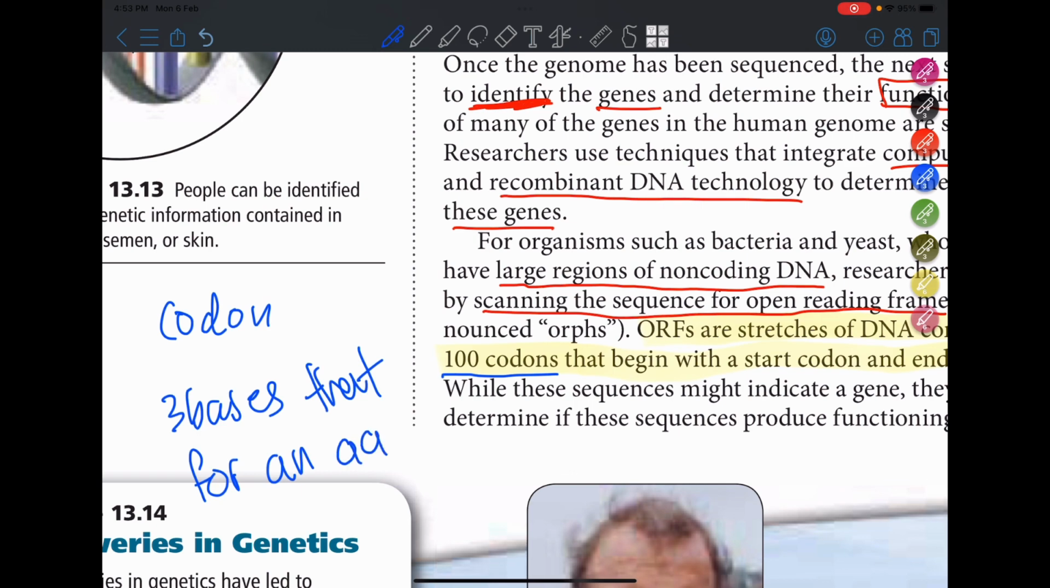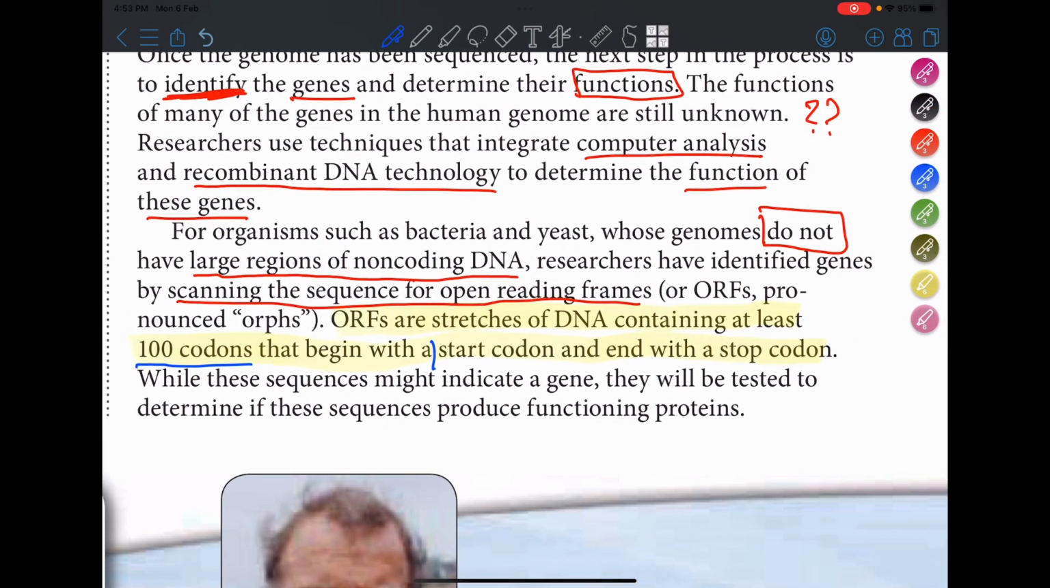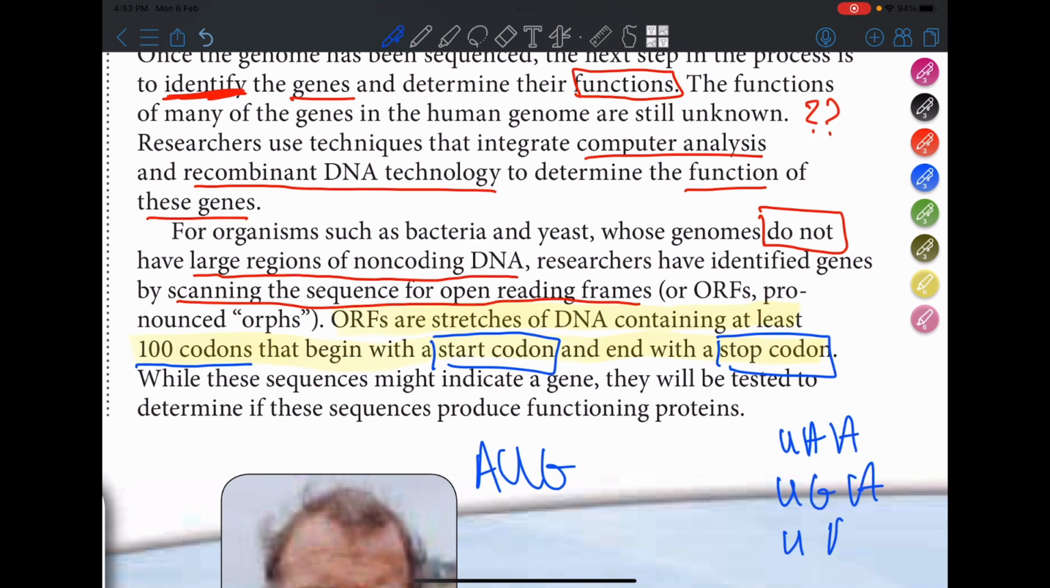So we need to have at least 100 codons that begin with a start codon. If you remember, the start codon is AUG, right? So it needs to begin with a start codon and it needs to end with a stop codon. And the stop codons include UAA, UGA, UAG, right? So what are open reading frames? They are stretches of DNA containing at least 100 codons. They need to start with a start codon and they need to end with a stop codon.